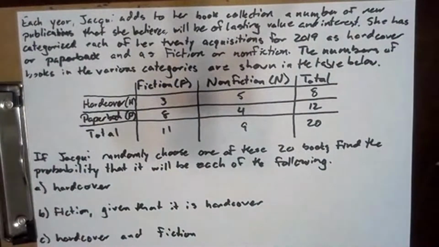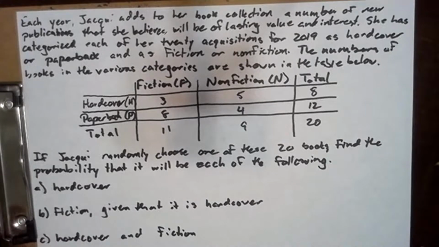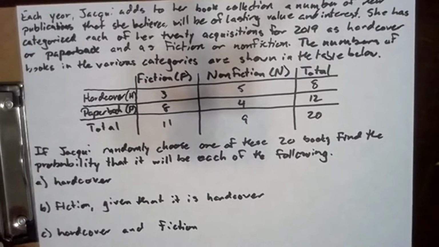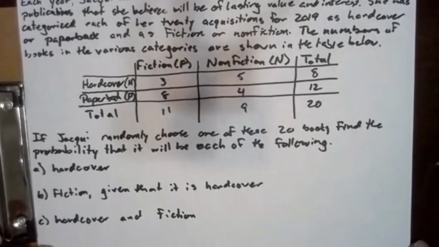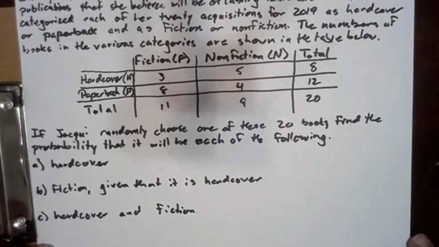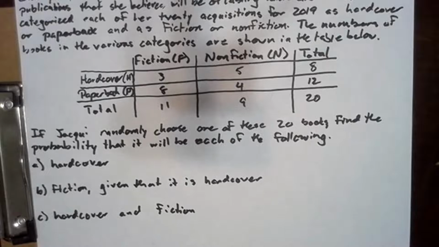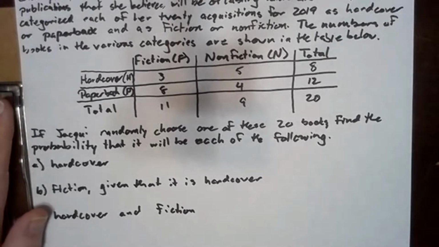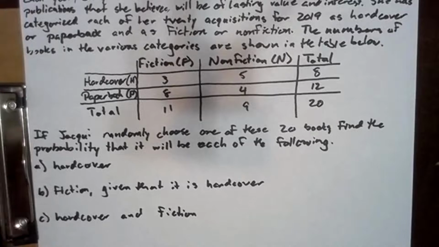Each year, Jackie adds to her book collection a number of new publications that she believes will be of lasting value and interest. She has categorized each of her 20 acquisitions for 2019 as hardcover or paperback and as fiction or nonfiction. The numbers of books in the various categories are shown in this table. If Jackie randomly chooses one of these 20 books, find the probability that it will be each of the following.